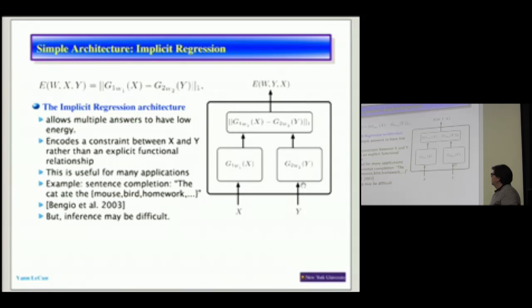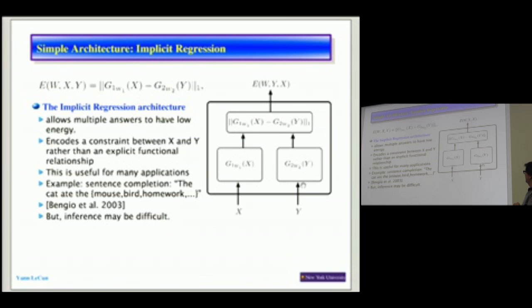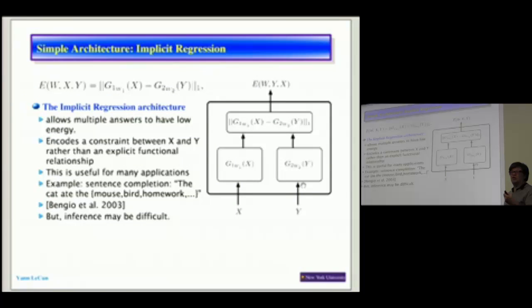I can call this implicit regression. I'm not sure it's a good name, but the advantage of this is that you could have multiple answers here that have low energy. That's kind of an advantage. It's not a bug, it's a feature.